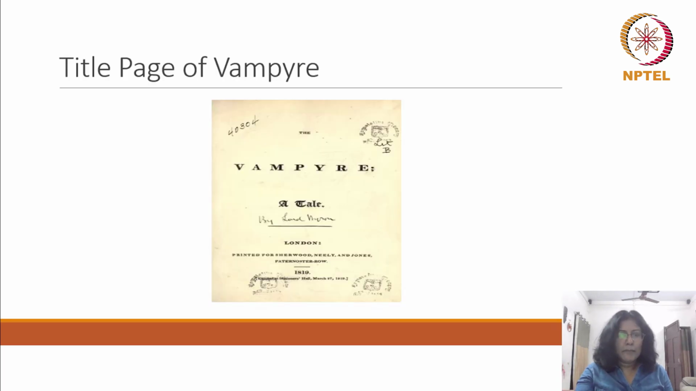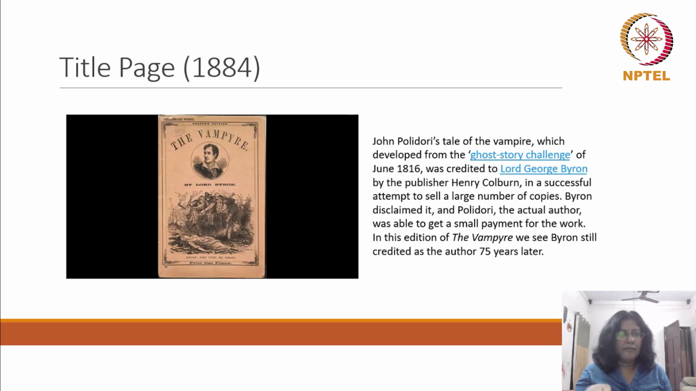And this is the title page of The Vampire. So you can see the handwriting on the page, and it says by Lord Byron, and we know that it was written by Polidori, and Byron helped rectify this mistake. This is the title page of The Vampire. This is the 1884 edition. So you can see how 75 years on, Byron's name is associated with this novel, The Vampire.